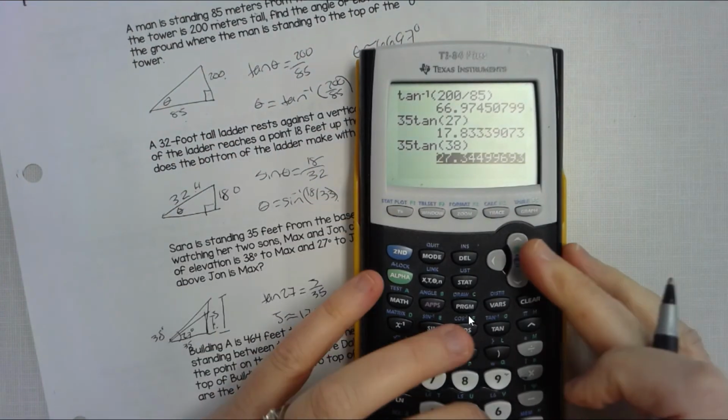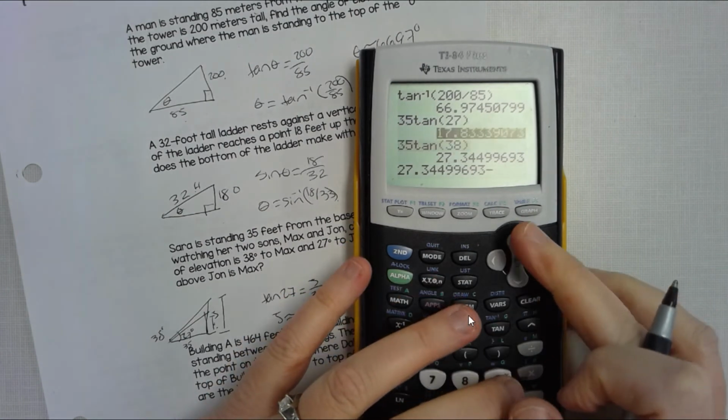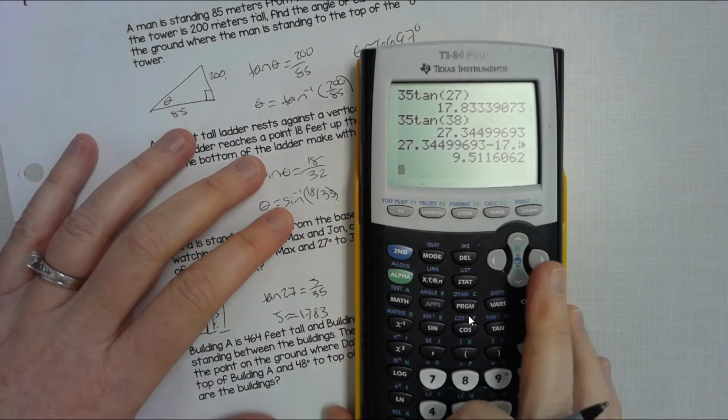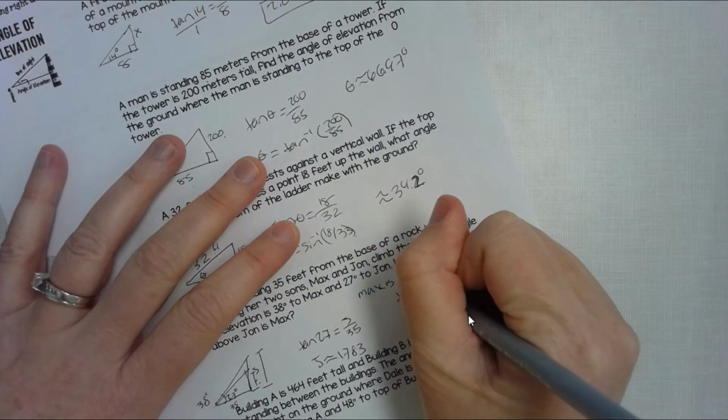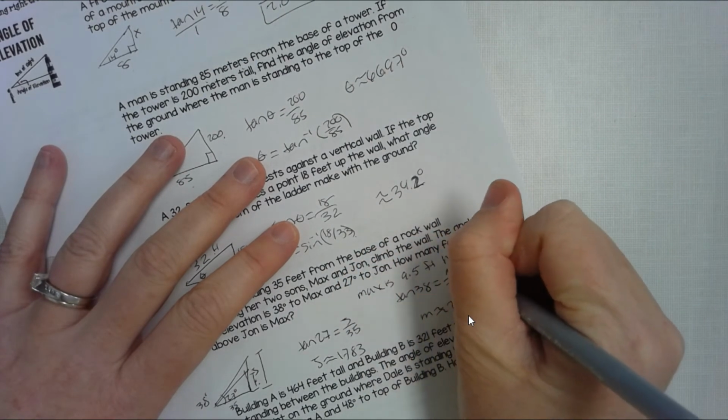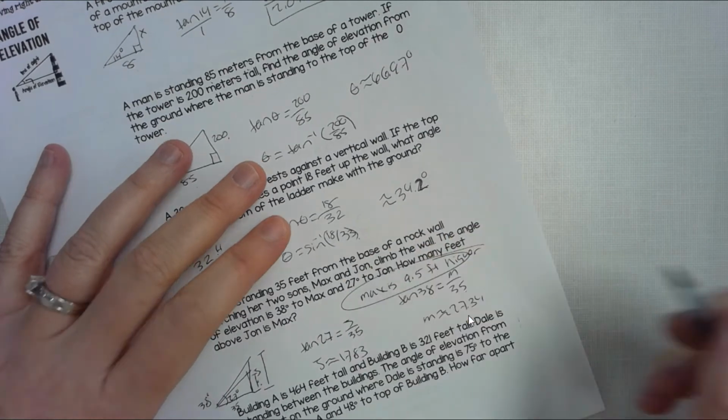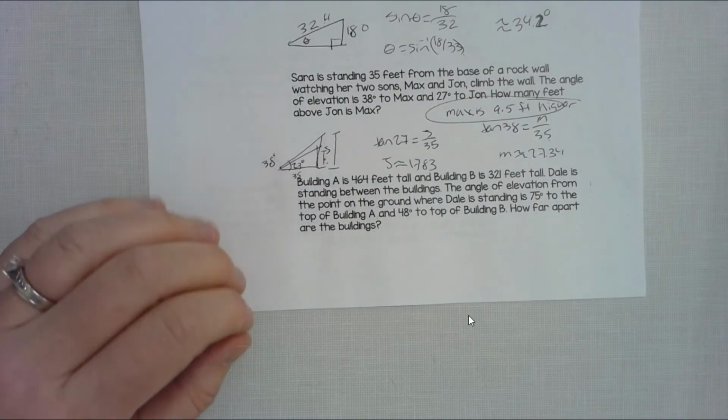So just subtract those two, and it's about 9.5 feet higher. So Max is 9.5 feet higher. Okay.